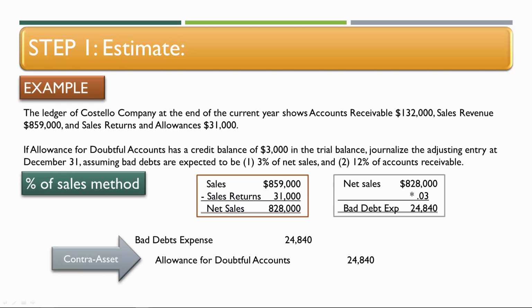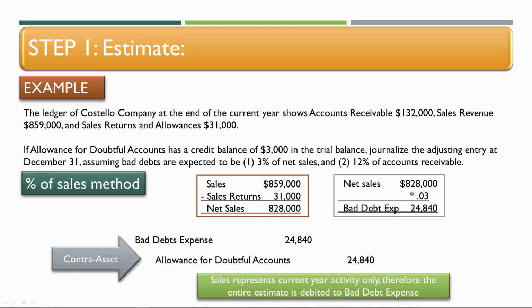It's a contra asset because it increases with a credit balance, but it's going to sit right below our accounts receivable in our assets section, so that it's going to offset the $132,000 of accounts receivable by that $24,000 that we expect not to collect, and now our investors and creditors can see the actual amount of cash we expect to get from our accounts receivable.